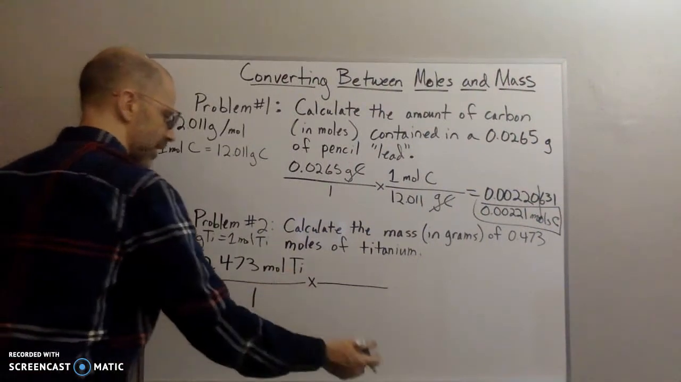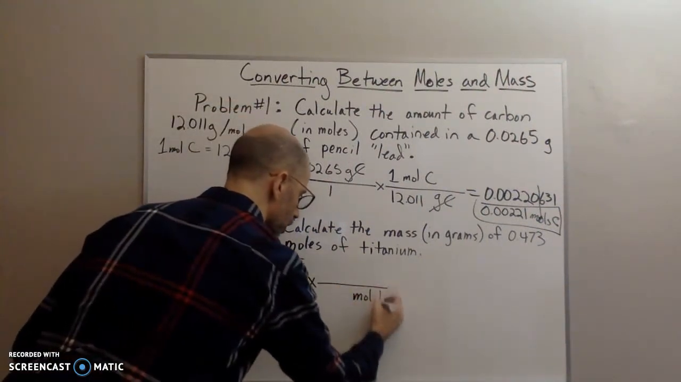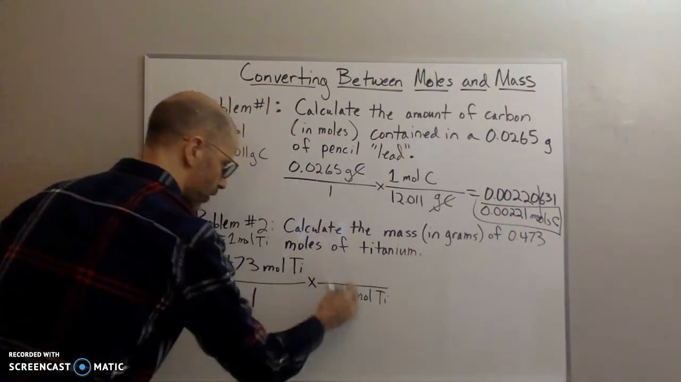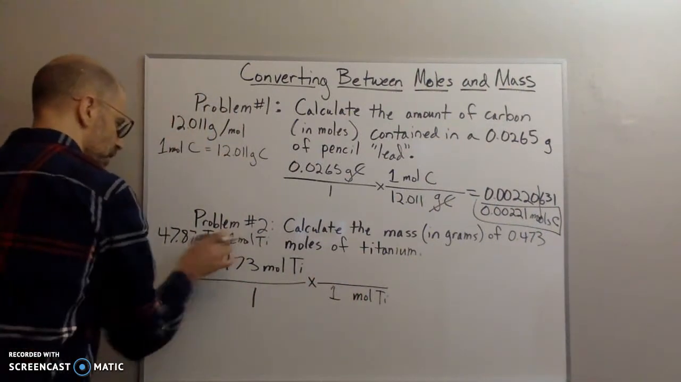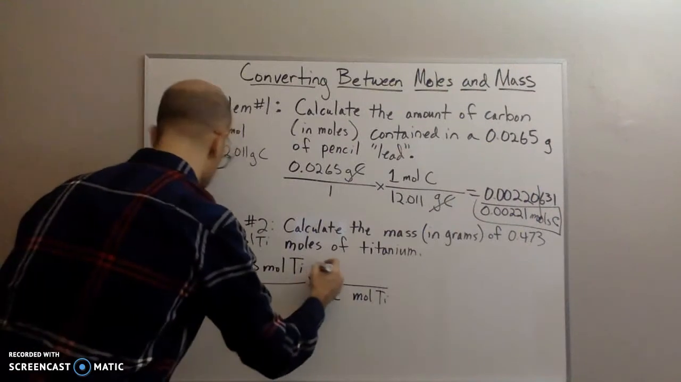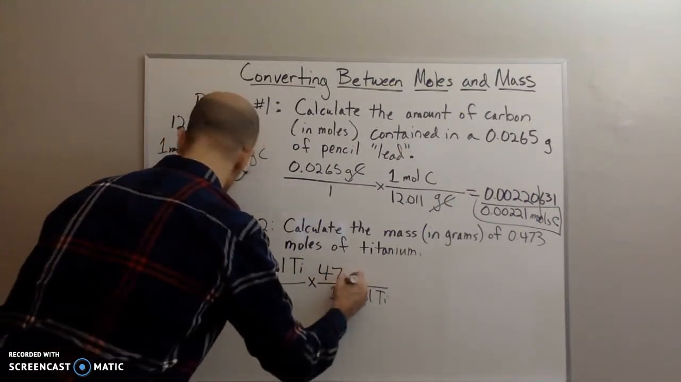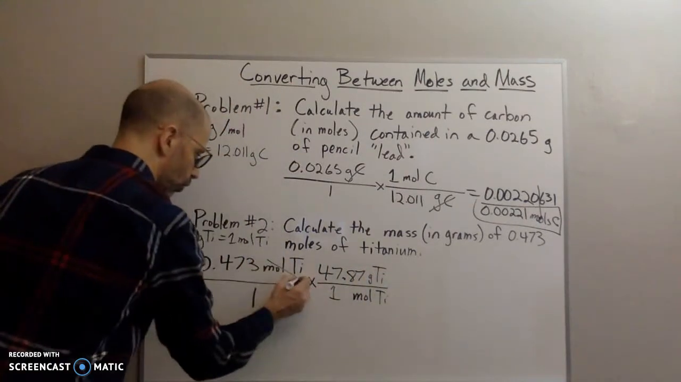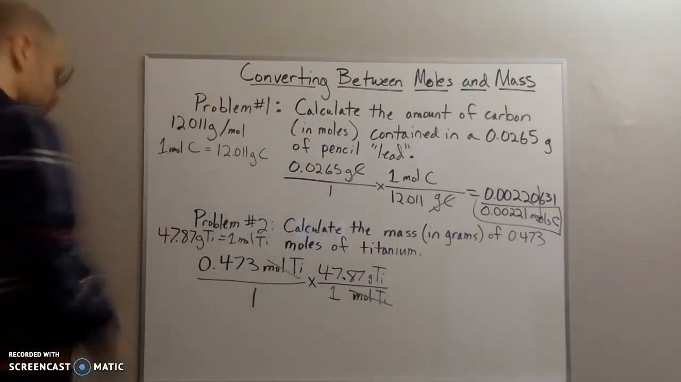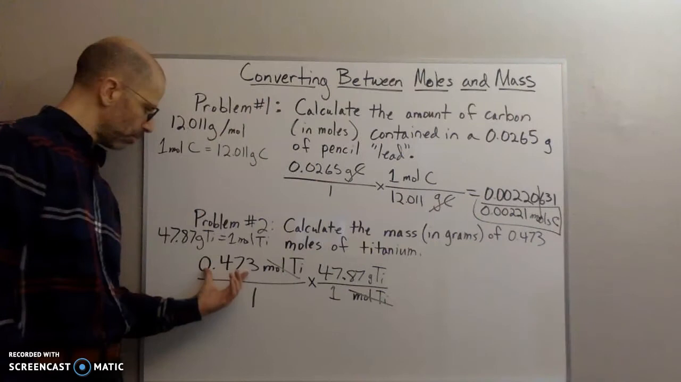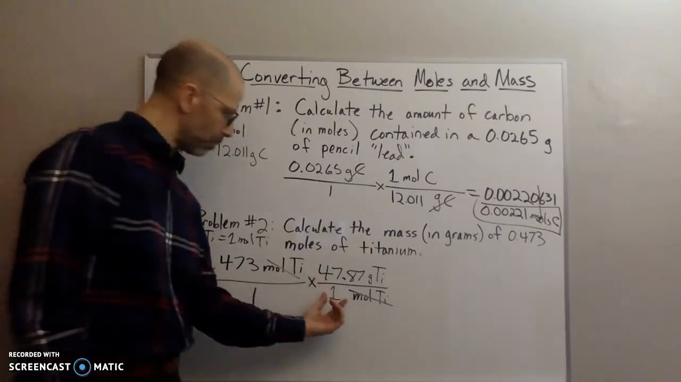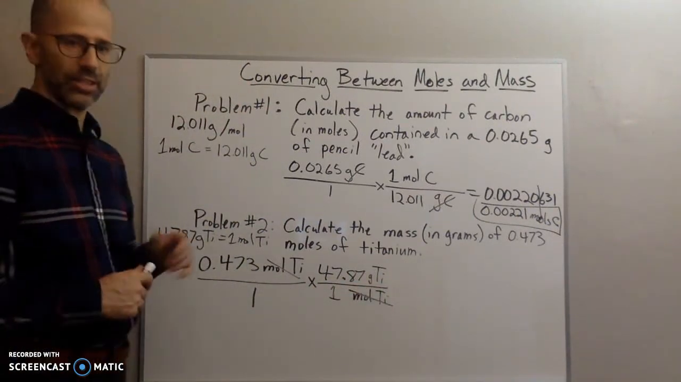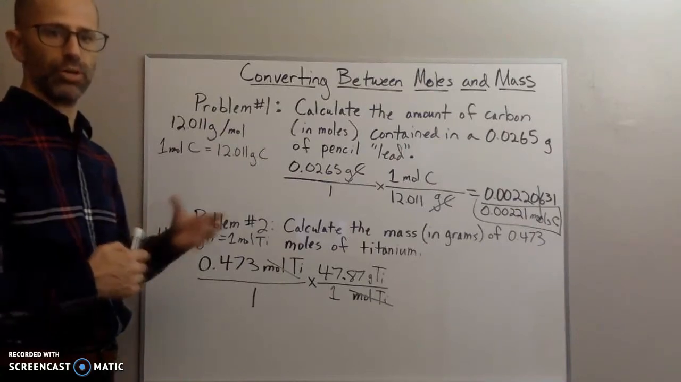I have moles of titanium on the top, so I want moles of titanium on the bottom. I have 1 mole of titanium, so I'm using my equality to make my conversion factor. The other side, grams, goes on top: 47.87 grams of titanium. Moles of titanium cancels out. Once again, notice that I have number, unit, substance each time. That's going to be very important, so be in the habit of writing number, unit, substance.